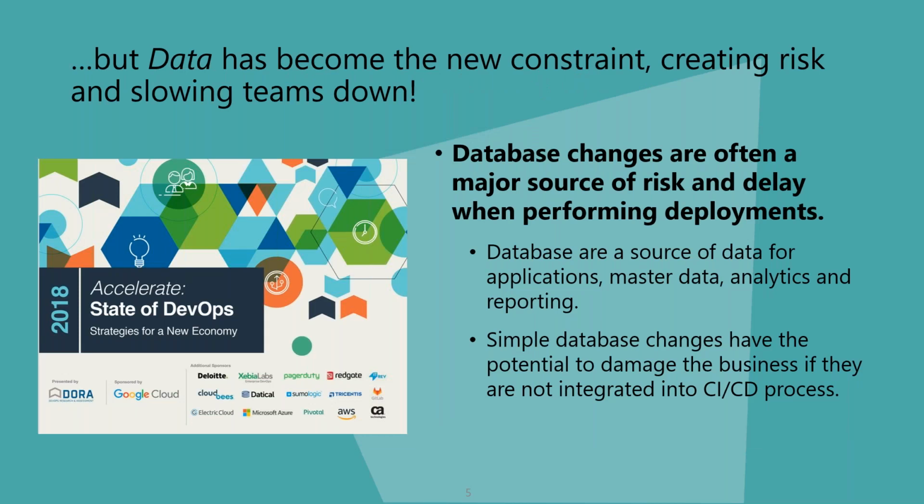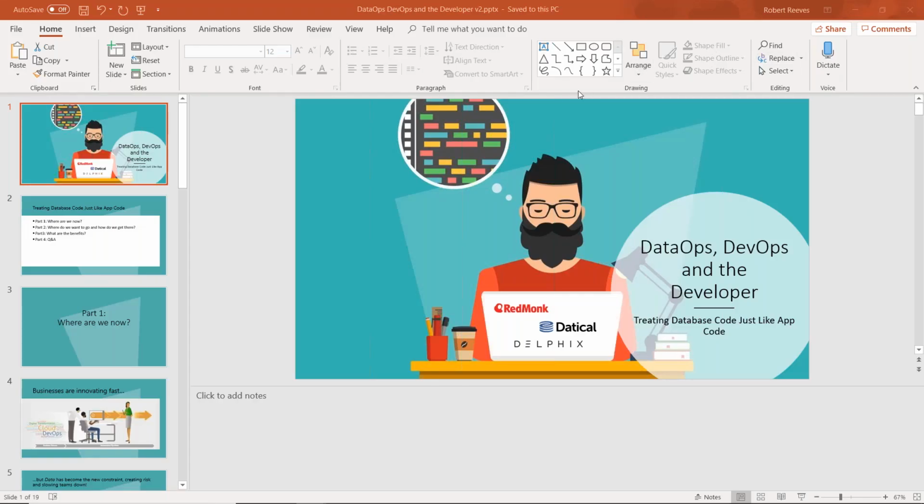Unfortunately, there's a challenge. It turns out that data has become a new constraint. It is creating risk. It is slowing teams down. And I think the folks that really put a super fine point on this are our friends at DevOps Research and Assessment. Dr. Nicole Forsgren and her team do a survey every single year. This is the State of DevOps report. They've done it for many years, four, five, six, something like that. And this past year, for the 2018 report, they asked about the database. And this was really eye-opening.